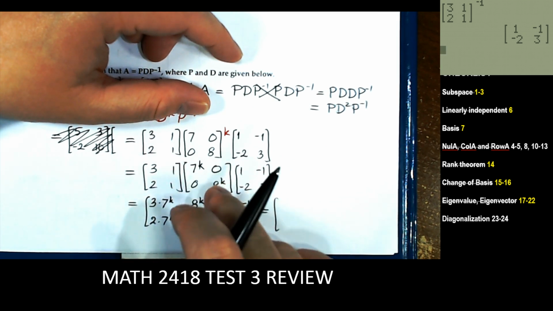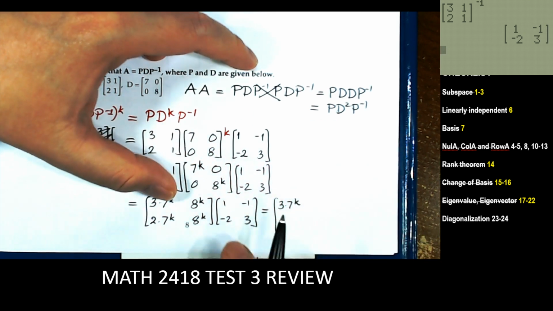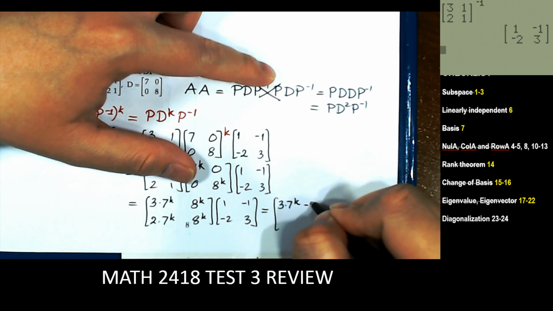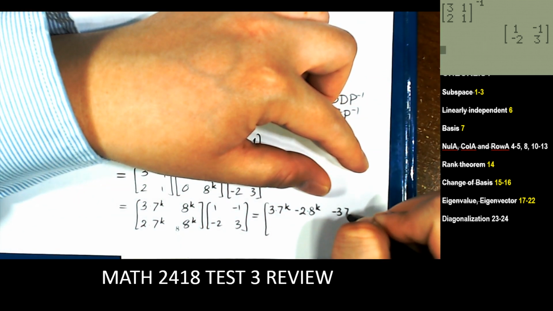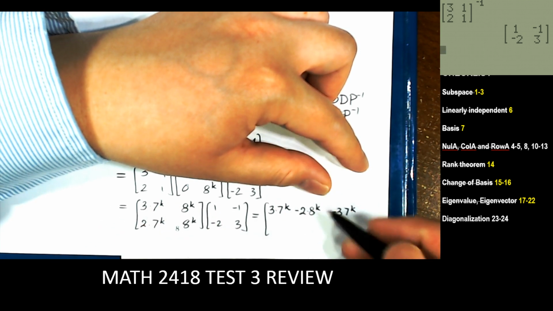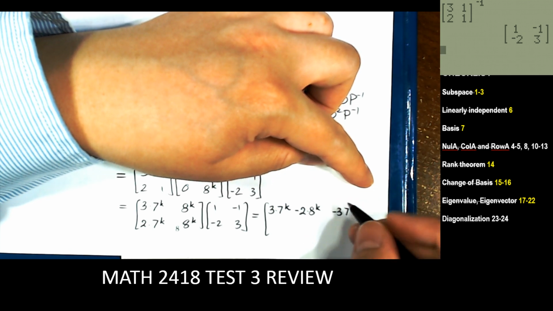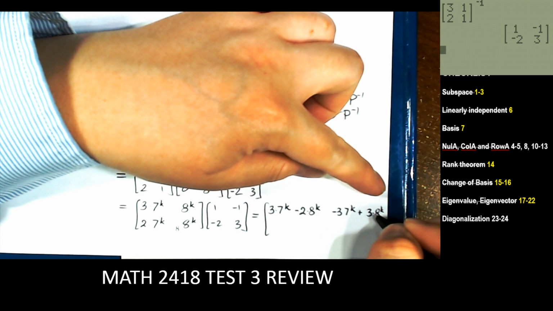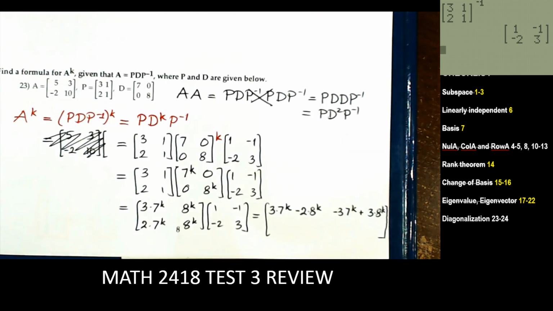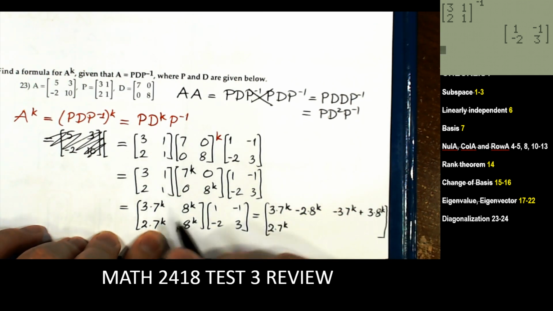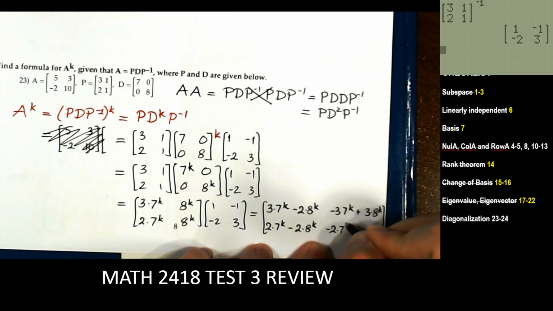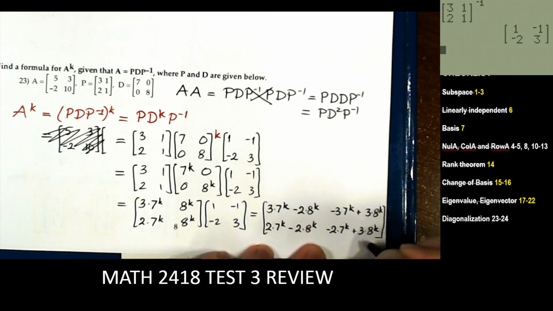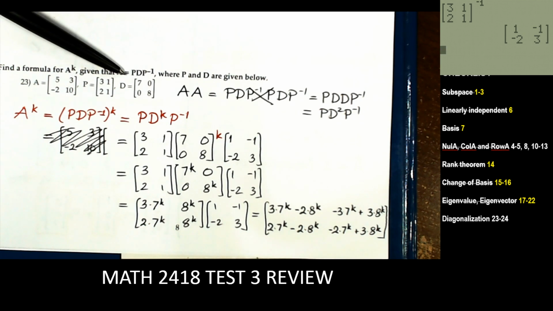Again, row times column, so we have 3 times 7 to the K power minus 2 times 8 to the K, and then row times column, negative 3 times 7 to the K plus 3 times 8 to the K, and then row times column, 2 times 7 to the K minus 2 times 8 to the K, and then minus 2 times 7 to the K plus 3 times 8 to the K. So that is the advantage of writing the matrix in this form. If it's possible, we can do a lot of calculation from it, and that simplifies a lot of things.